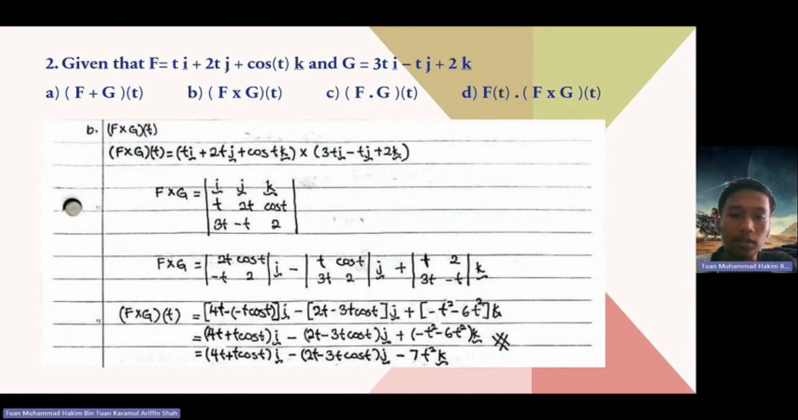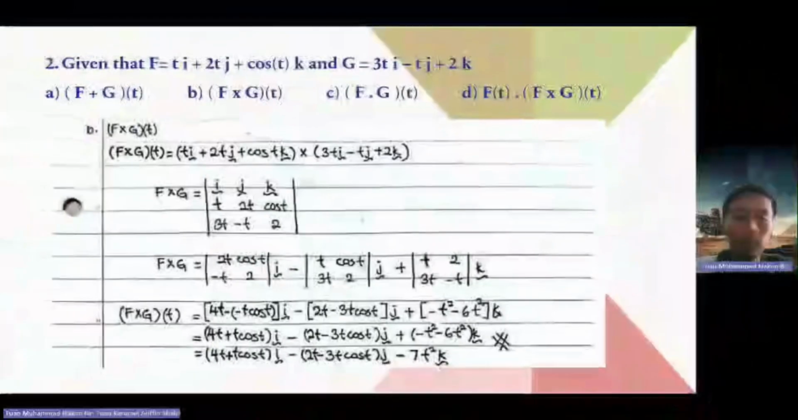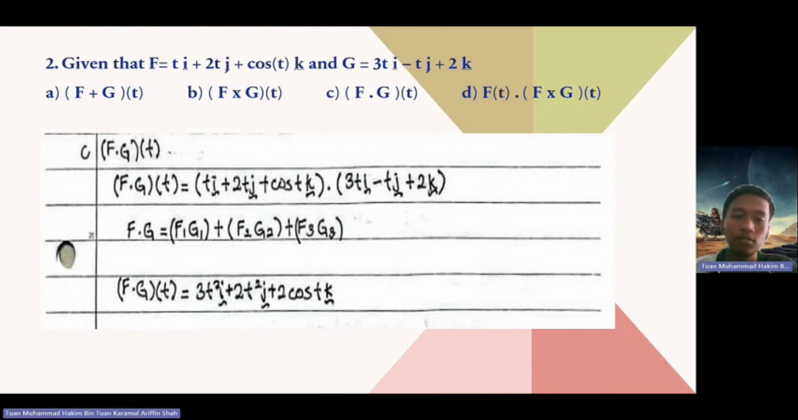This question is the same as 2a, where we need to apply it to the corresponding components of F and G, then we use the cross product formula to find the answer. Okay, for question 2c, (F dot G)(t).